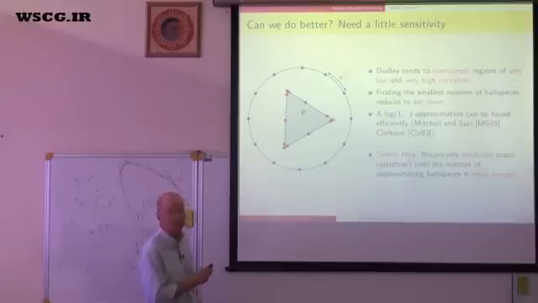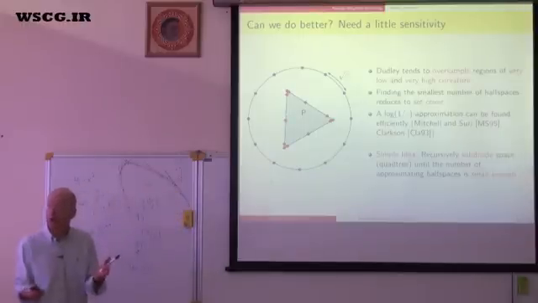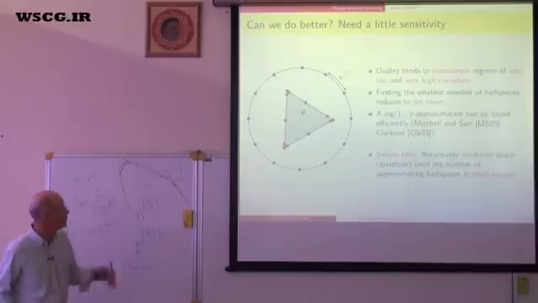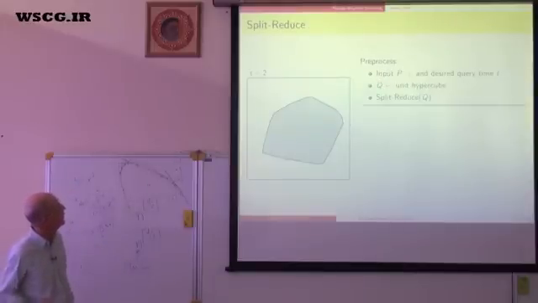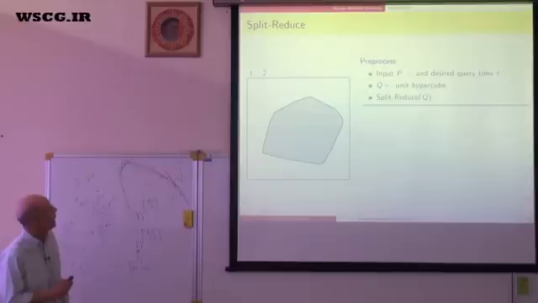Some grid cells maybe have very low curvature. Can I do better? This was the question that we asked. And so this is what gave rise to our notion. It's sort of a hierarchical version of the grid algorithm, which we call split reduce. And here's how it works.